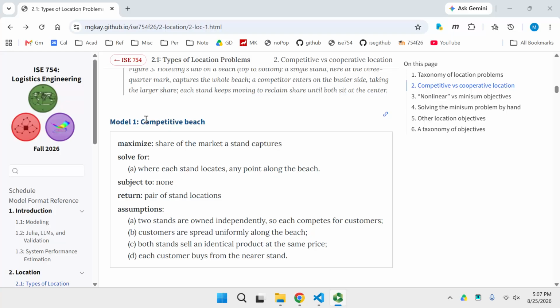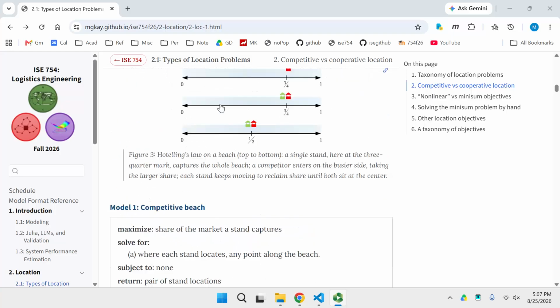So with these assumptions and this model, in terms of result, we end up with the problem where we have 2 stands located right in the middle of the beach. And for convenience, we've labeled the beach going from 0 to 1. This could be a 1 mile long beach, for example, and they end up locating at the halfway point.